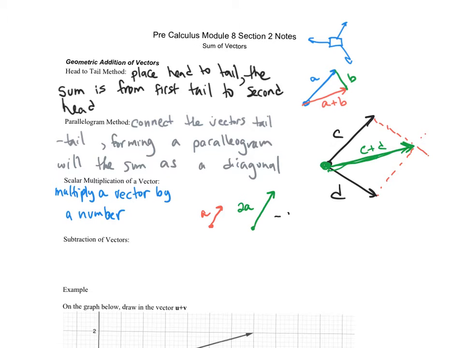You can also have a negative number. This would be -1 times the vector. And what changes when you multiply it by a negative, it actually goes the opposite direction. So that would be vector -A. I can also have a fraction. So if I do -half A, it goes the other direction and it is half as long. So these are all scalar representations multiplied by a vector.